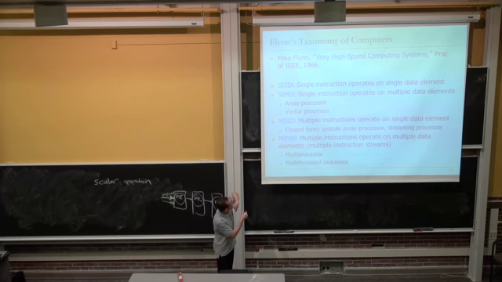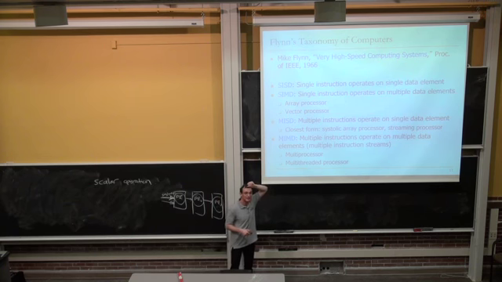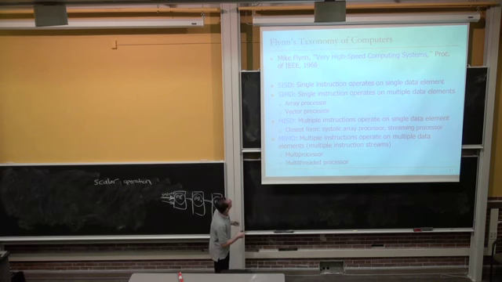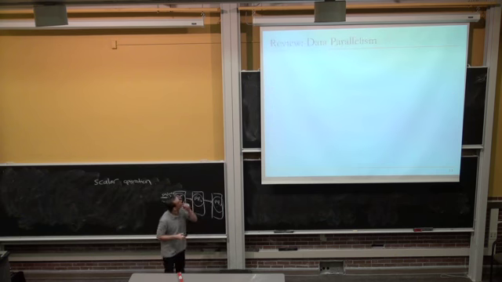MIMD, this is essentially multiprocessors or multi-threaded processors. Basically, multiple instructions operate on multiple data elements. You can put together multiple SISD processors, and you get multiple instruction streams. Okay? So SIMD is what we will concern ourselves with. That's, in a sense, one of the most regular forms of parallelism.